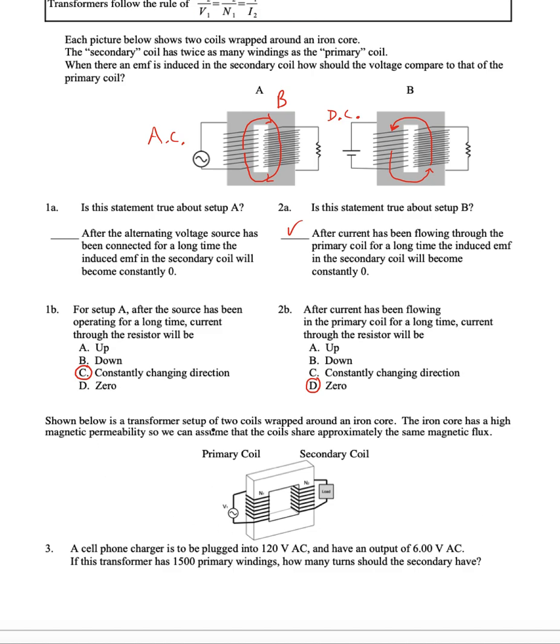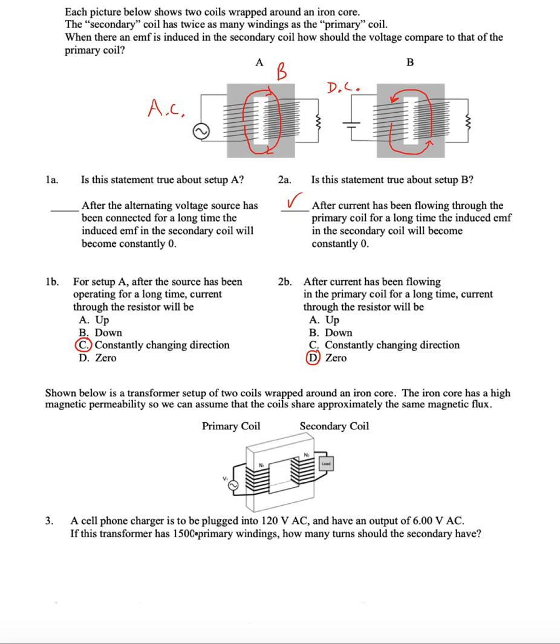Shown below is a transformer setup of two coils wrapped around an iron core. The iron core has a high magnetic permeability, so we can assume that the coils share approximately the same magnetic flux. Let's say that a cell phone charger is going to be plugged into household 120 volts AC, but it needs an output of only 6 volts AC to charge the phone. The transformer has 1500 primary windings, and it wants to step down the voltage. How many turns does the secondary coil need to have for this to happen?